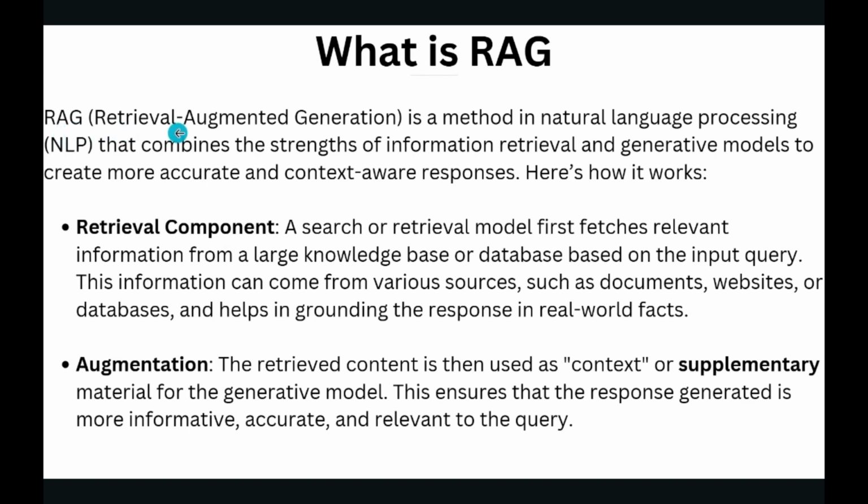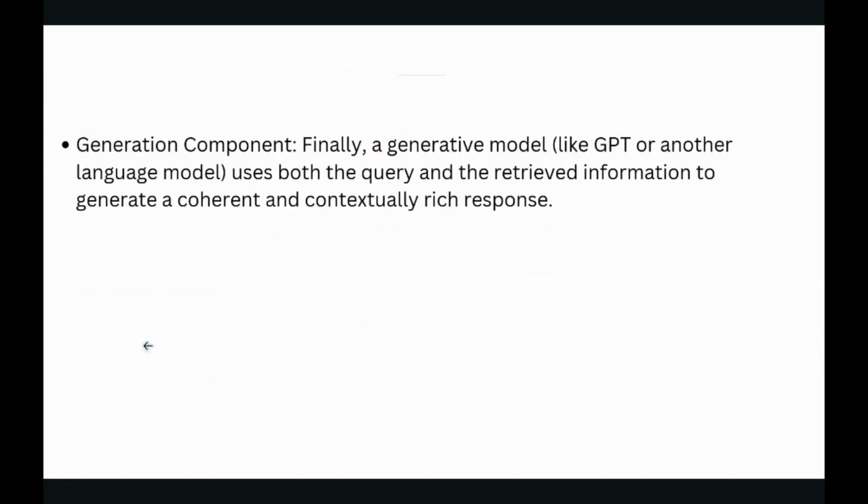So RAG, retrieval augmented generation, is a method of NLP, which is natural language processing, that combines the strength of information retrieval and generation. So information retrieval is nothing but retrieving the data from the documents or the websites or the database and then processing it, and generation means it is basically generating you the output. So it has got three components. The retrieval component, then the augmentation component, then the generation component.